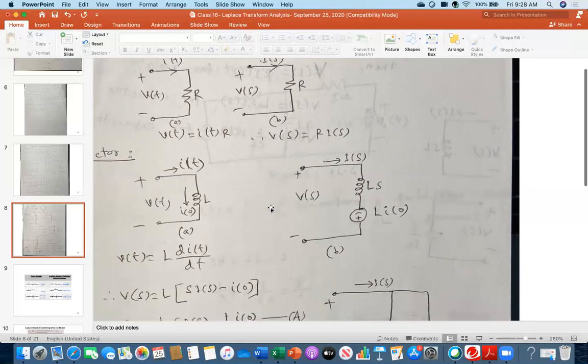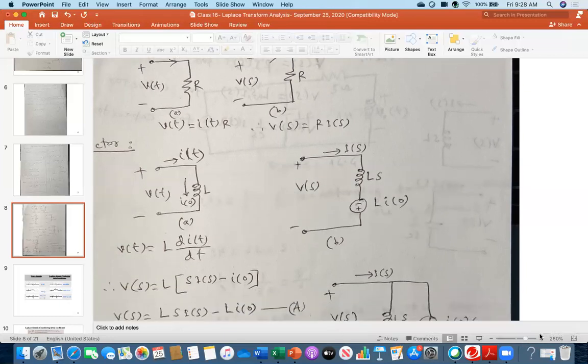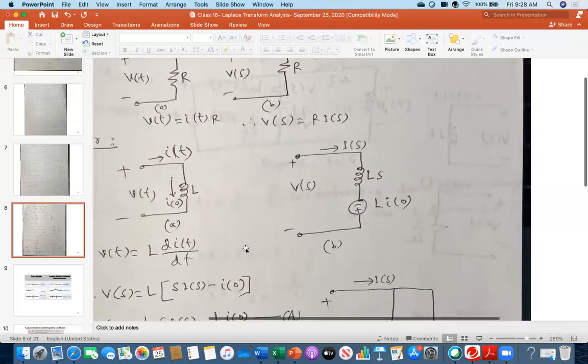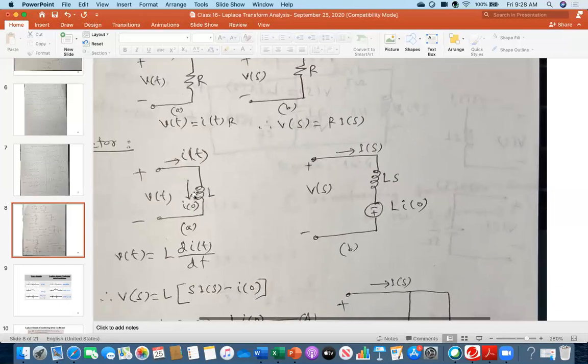But now, if it is an inductor, look at this on the left side. For example, there is an inductor with applied voltage v(t) and current i(t) flowing. And you see here I have written i(0), meaning that I am assuming there was some initial current.